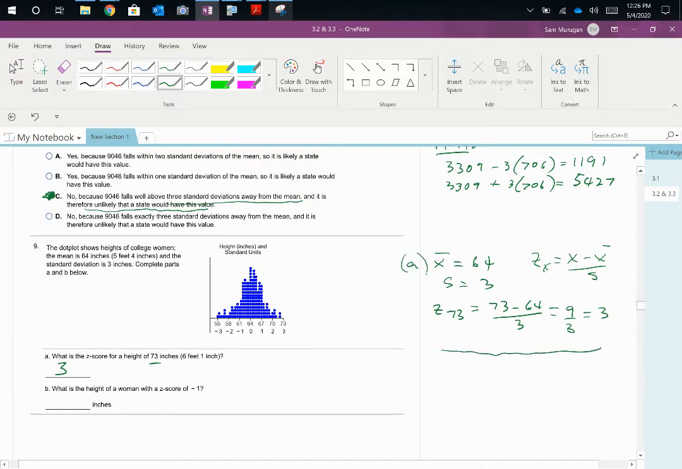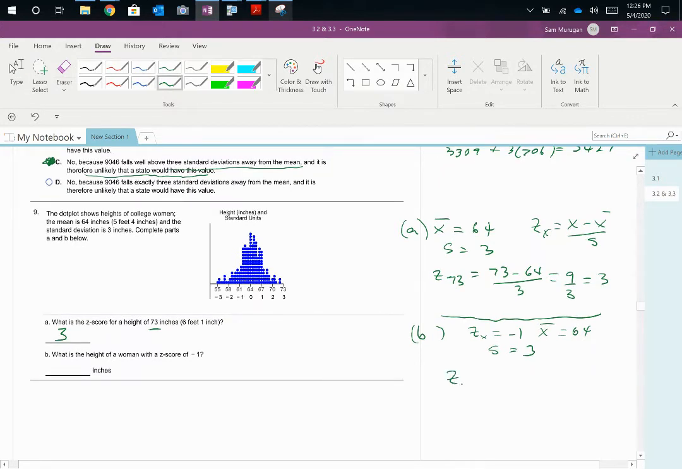So that's part A. Part B, what is the height of a woman with a z-score of -1? So given z_x is equal to -1, x bar is equal to 64, and s is equal to 3. Let's write our formula. z_x is equal to x minus x bar over s, and substitute what we know. So we know that z_x is -1, which is equal to x minus 64 over 3.